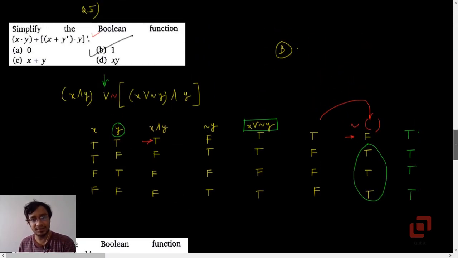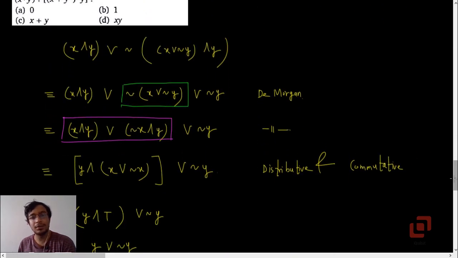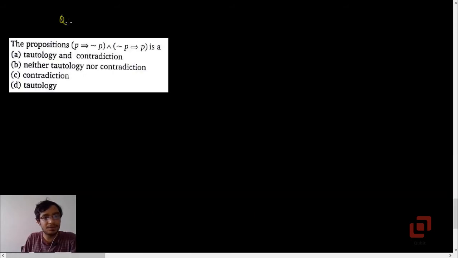So we got the same result using truth table analysis as well as by the laws of logic, and in the examination whichever method is convenient to you, you apply that, and most of the students will actually go with the truth table method. So that was question 5. We have now solved it by both the methods. Let's go to the next one. Question 6.